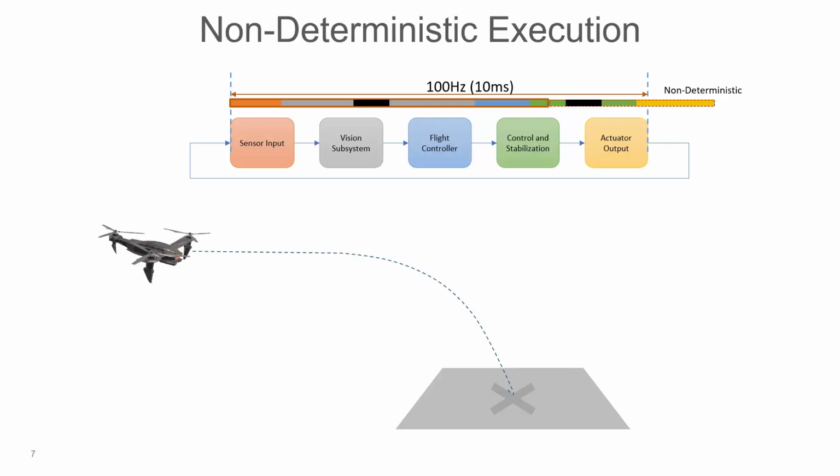If for some reason I am unable to finish my calculation and control within the 10 millisecond time frame, for example, if some code from the operating system or from some other application comes and interrupts the vision code as shown by the black bar, then it is going to take longer to finish my vision algorithm, which in turn is going to push my code execution out of my 10 millisecond loop.